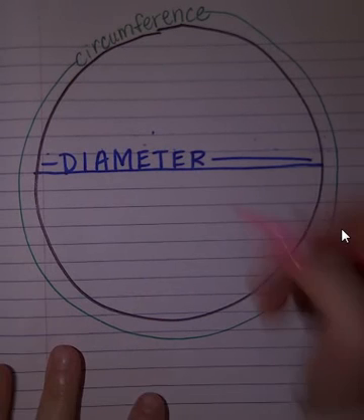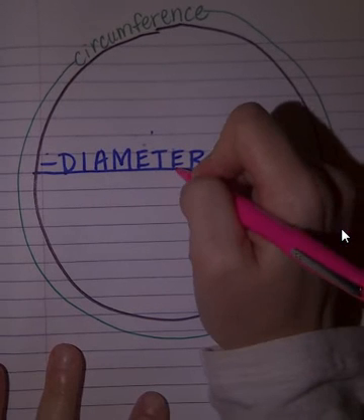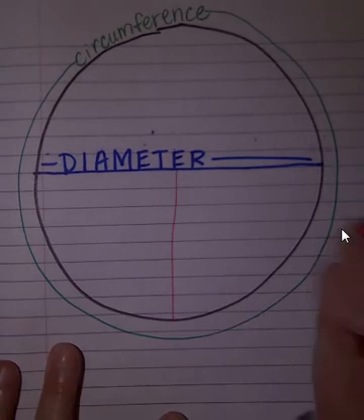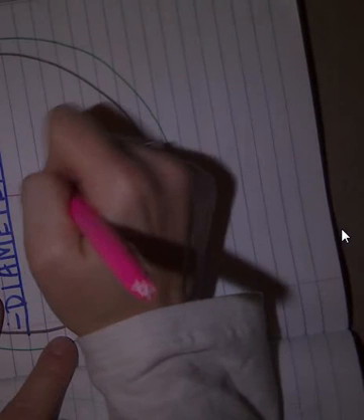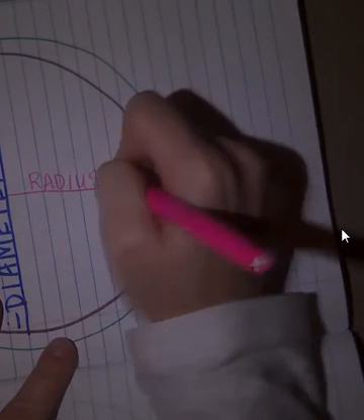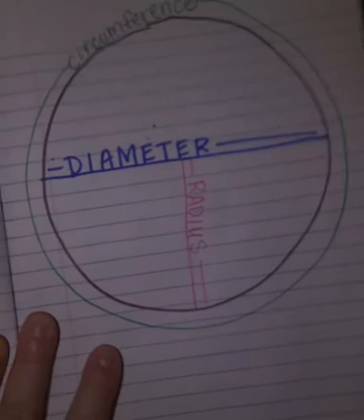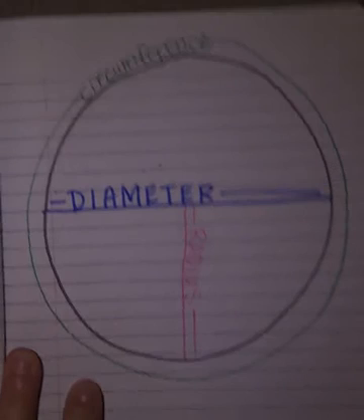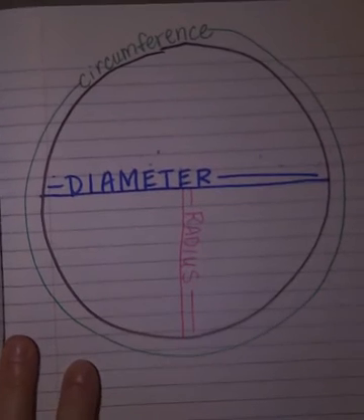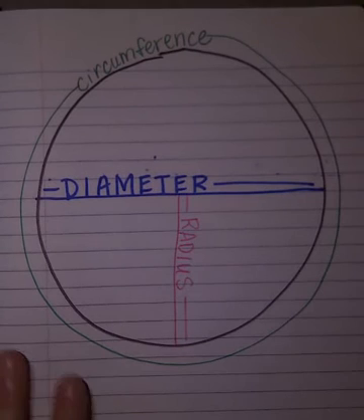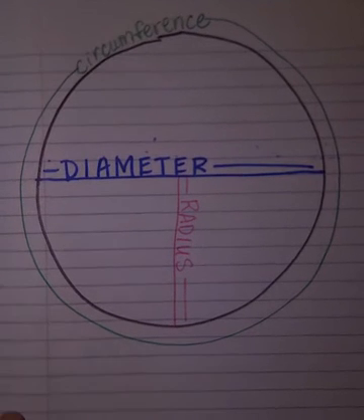And then if you go from the diameter all the way to the edge, it's half a diameter, which we call the radius. I hope you're saying it from home now, radius. Okay? Alright, so just a reminder that those are the different parts of the circle that we have discussed so far this year.